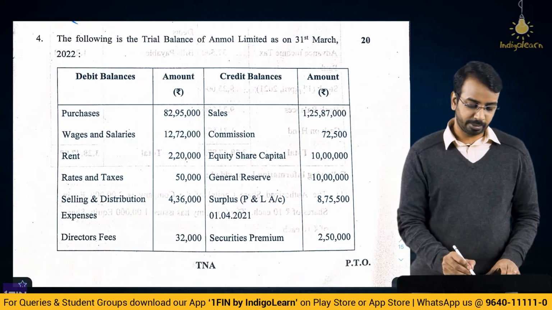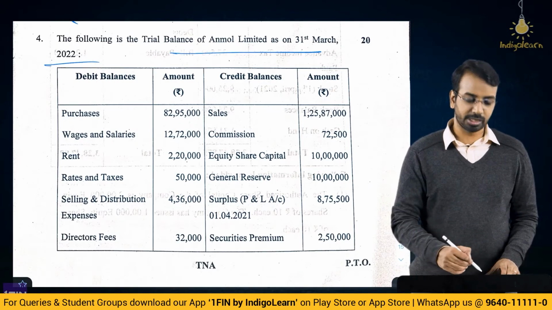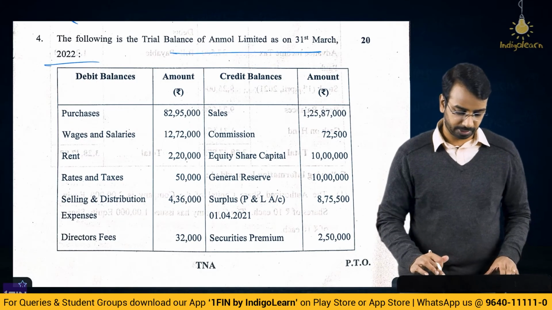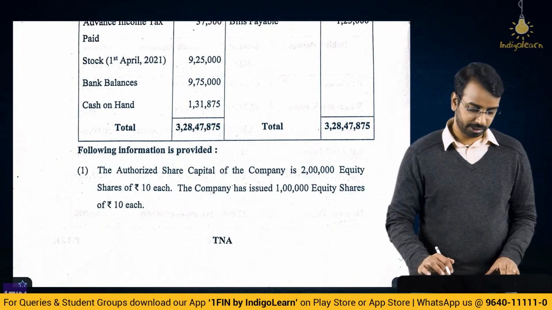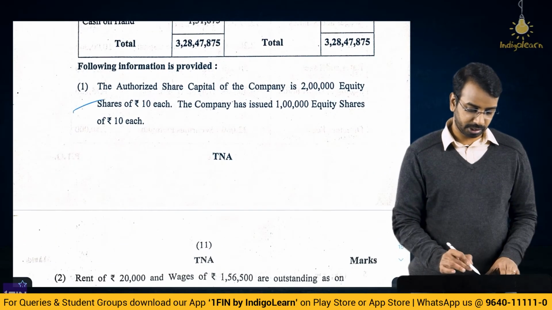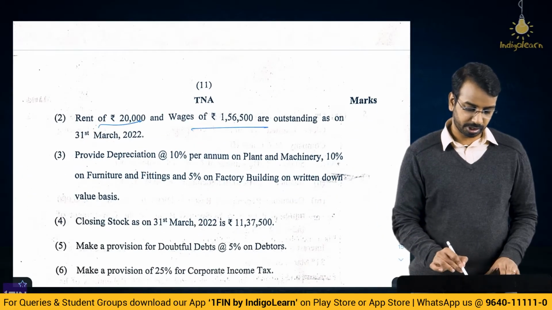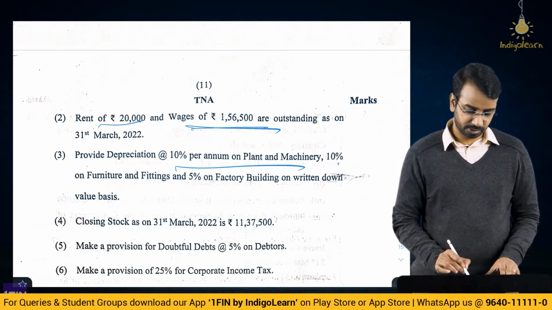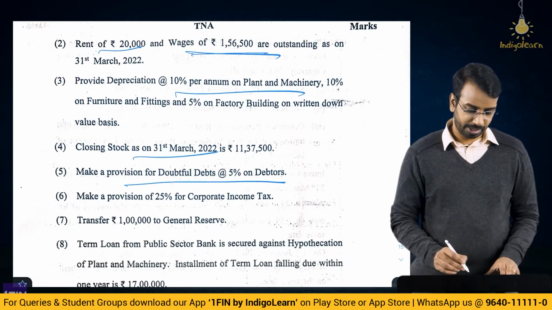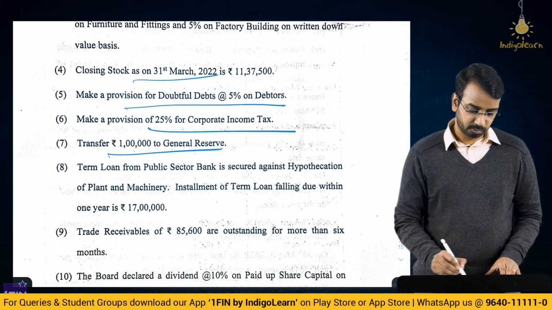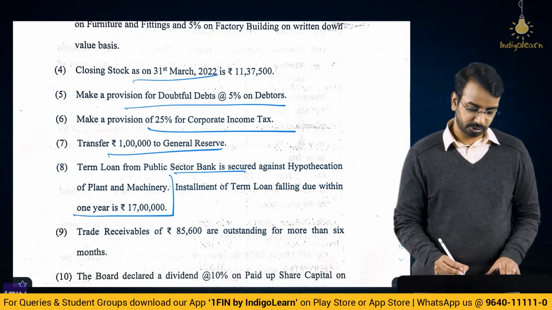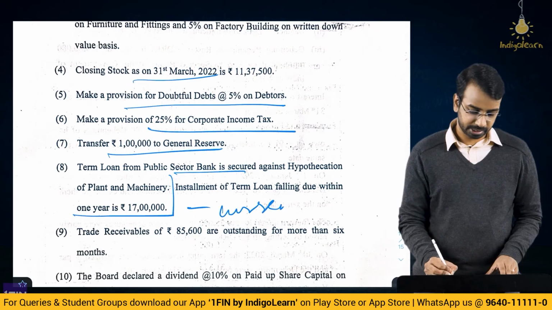Then the following trial balance of Anmol Limited is given below. So this is from your company's accounts, final accounts, and they have given you the trial balance. Simple, nothing complicated here. Then you have the authorized capital, you have the rent outstanding, wages outstanding, depreciation is given, closing stock is given, provision for bad debt and doubtful debts is given, provision for corporation tax is given, transfer is given, term loan is given, installment of term loan falling due within 17,000. This will be shown under current liabilities, right?